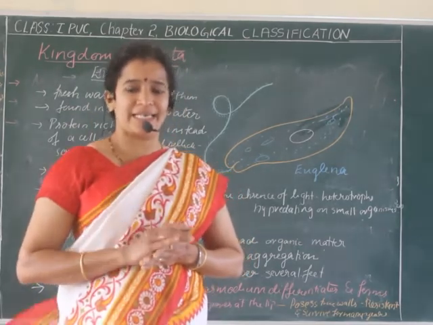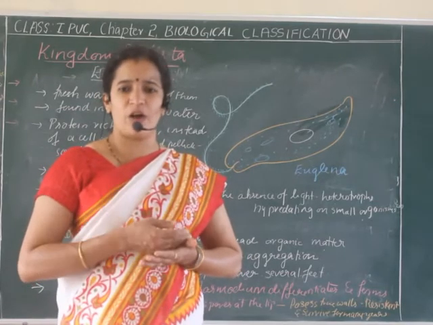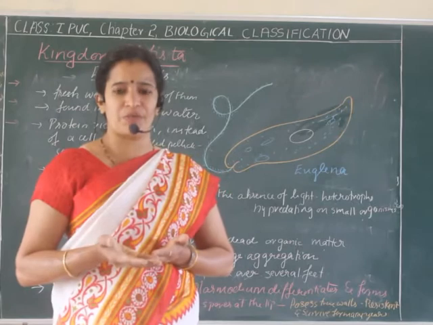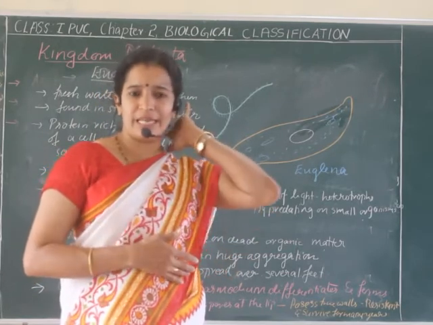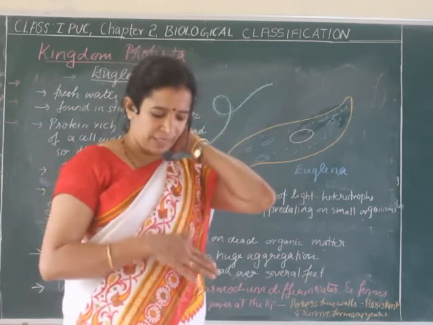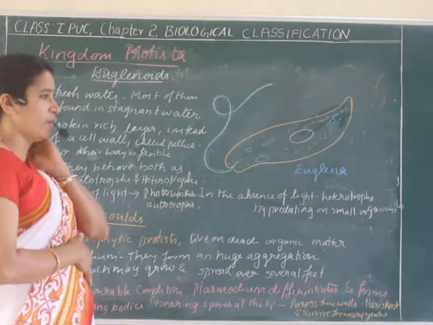Dinoflagellates cause red tides. And their characteristic features: two flagella, one longitudinal and one transverse, and there will be a furrow between the two cell plates. The furrow will be seen in between the two flagella.